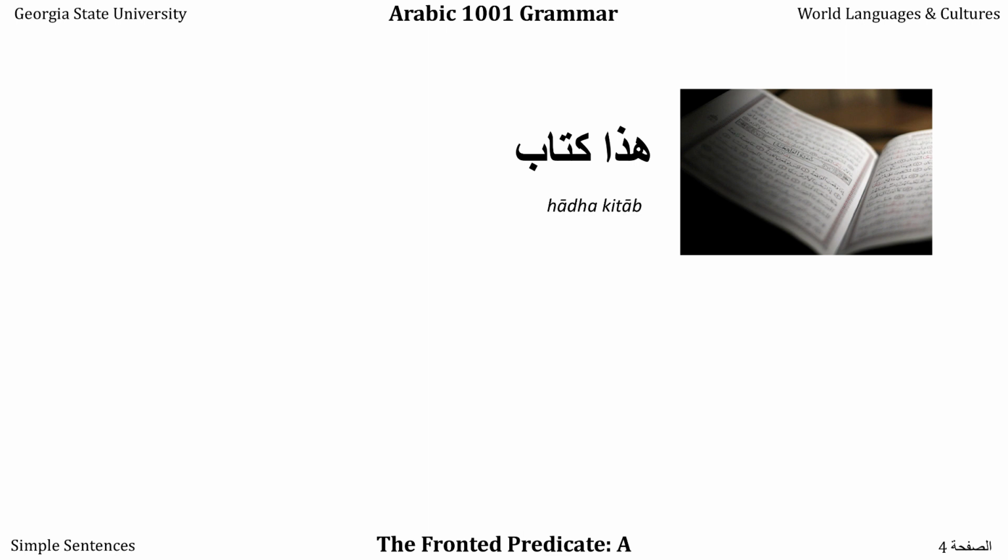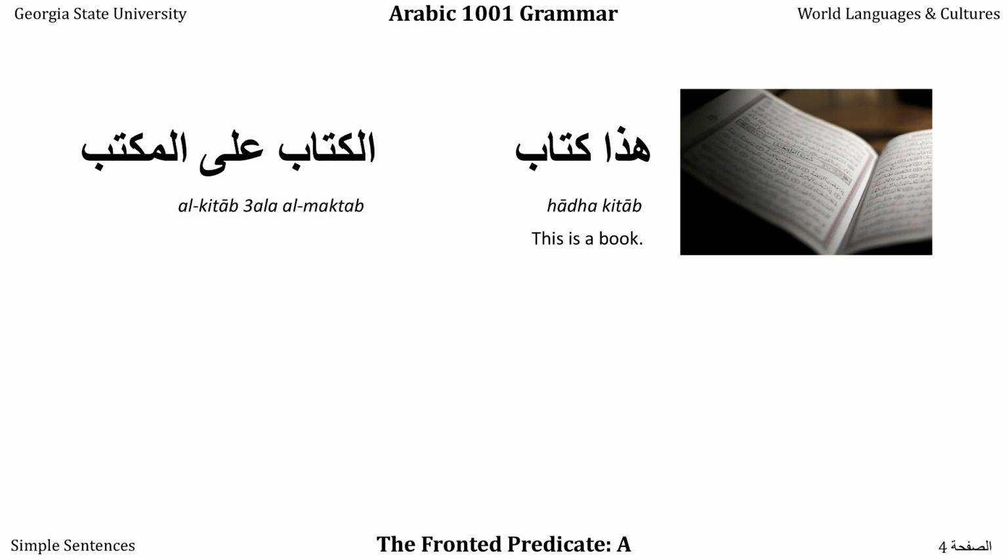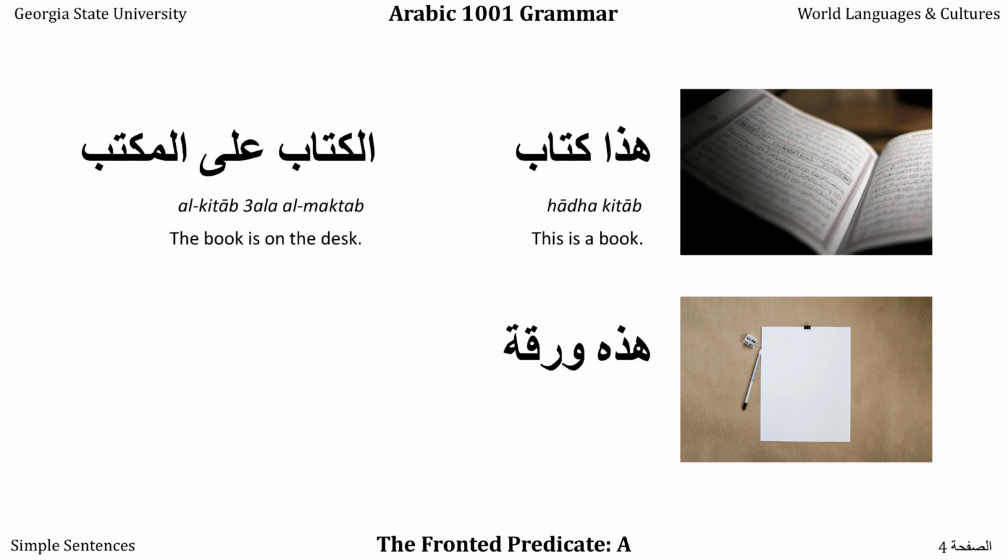We know that hadha kitab means this is a book. We go from definite to indefinite. We can say al-kitab ala al-maktab, where ala is a preposition, which means against or on top of. It has a lot of other idiomatic meanings as well, and this means the book is on the desk. As we learned before, a prepositional phrase is a very common way to begin the khabar or second half of a sentence.